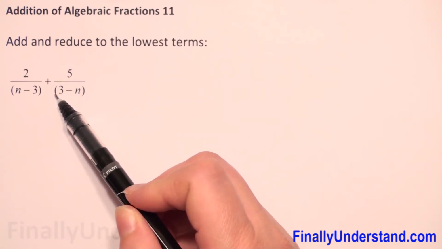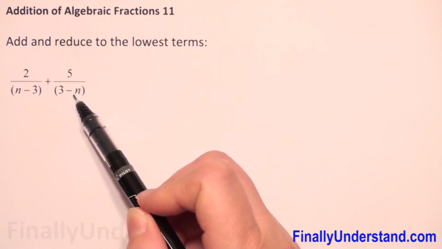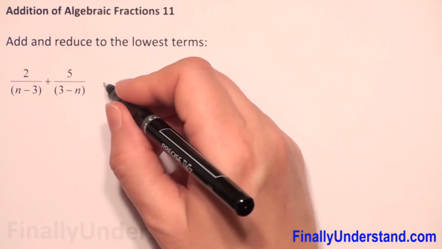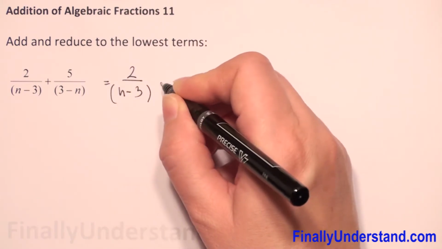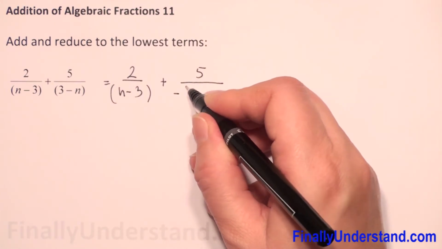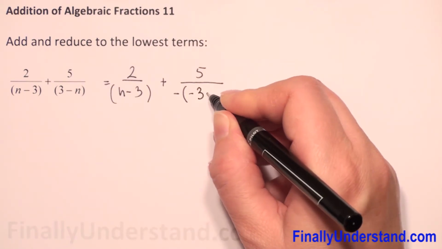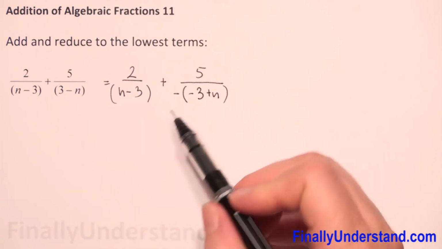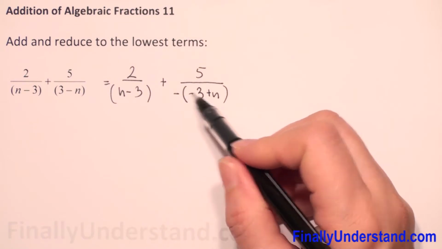If we factorize the negative sign in this term, we will get the same expression as we have in the first denominator. So let me copy the first algebraic fraction, n minus 3 we have, plus 5 we copy, and if I factorize the negative sign, in parentheses I will have negative 3 plus n, because negative and negative give me positive 3, and negative and positive will be negative n. So I have the same as I had at the beginning.